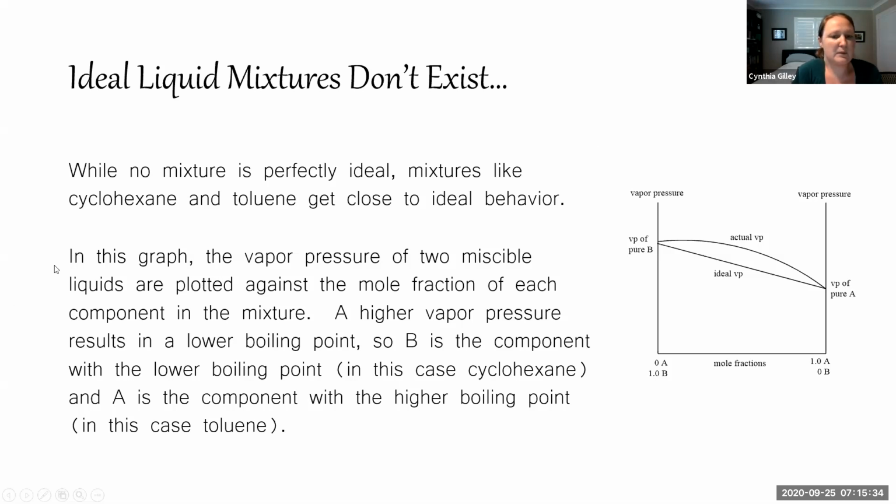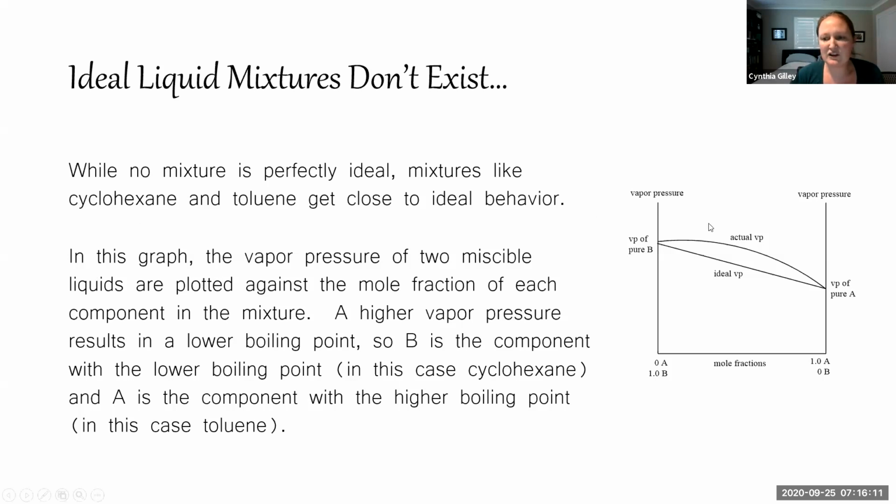In the graph, the vapor pressure of two miscible liquids are plotted against the mole fraction of each component in the mixture. A higher vapor pressure results in a lower boiling point. So B is the component with the lower boiling point. And since we're talking about cyclohexane and toluene, we're going to say that B in this case is cyclohexane. It has the lower boiling point, so it should be the one with the higher vapor pressure. And A is the component with the higher boiling point, in this case toluene. So higher boiling point again means lower vapor pressure.